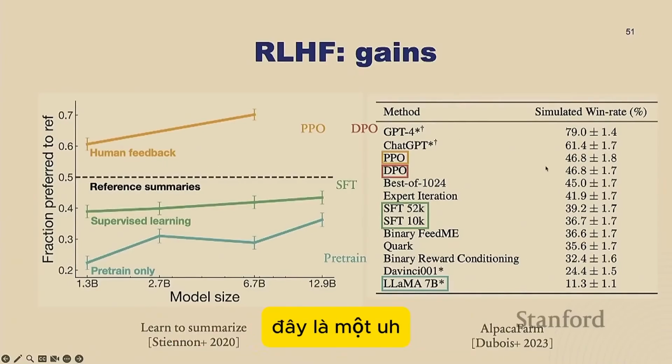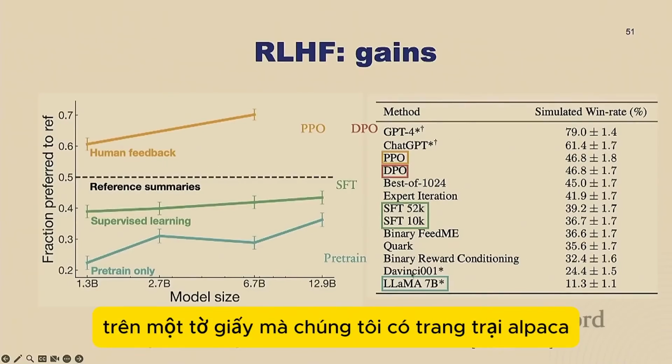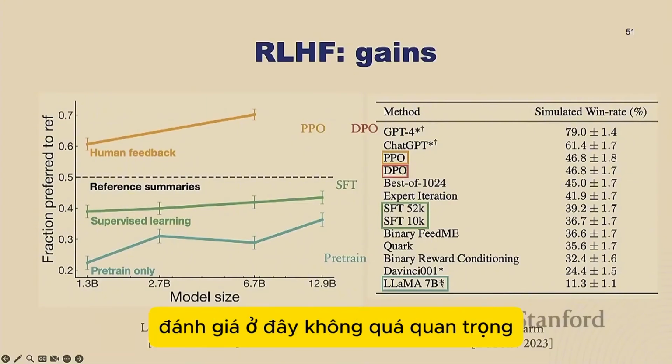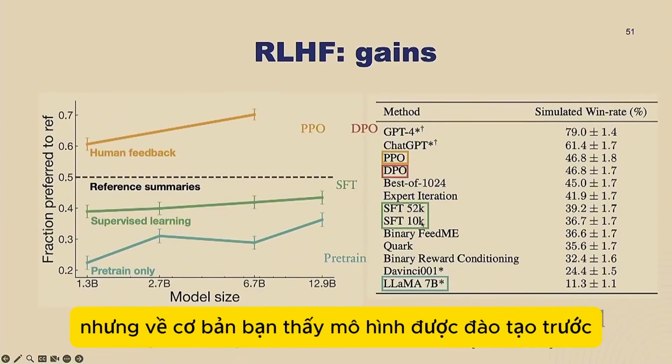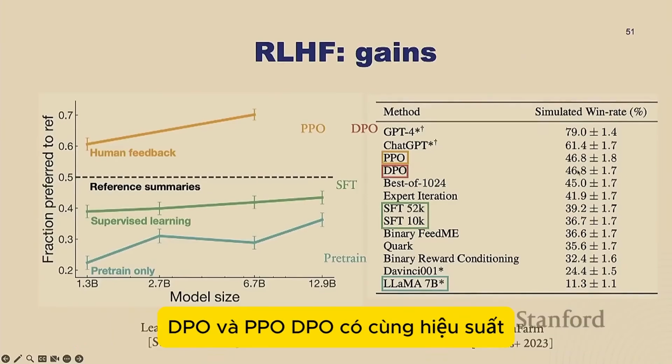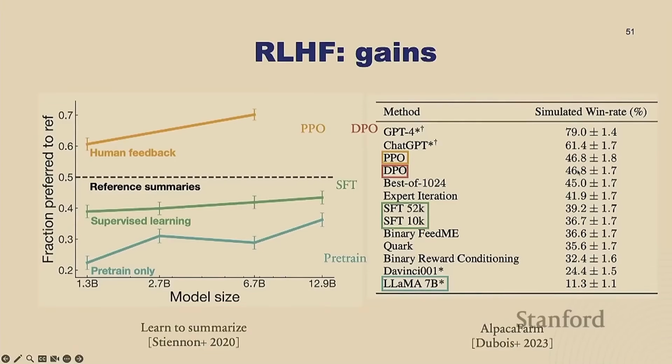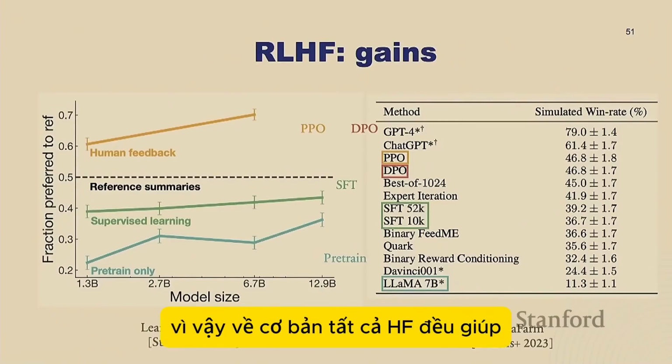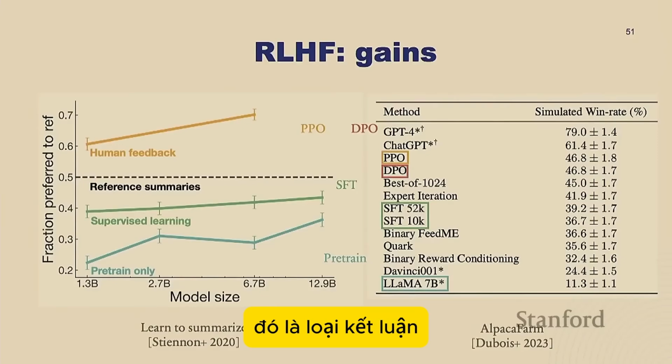Same thing on a paper that we have, AlpacaFarm. The evaluation here is not too important, but you see the pre-trained model, you jump to SFT, and then you jump to PPO and DPO, and PPO and DPO have the exact same performance. So basically RLHF helps. That's the conclusion, and DPO is simple.